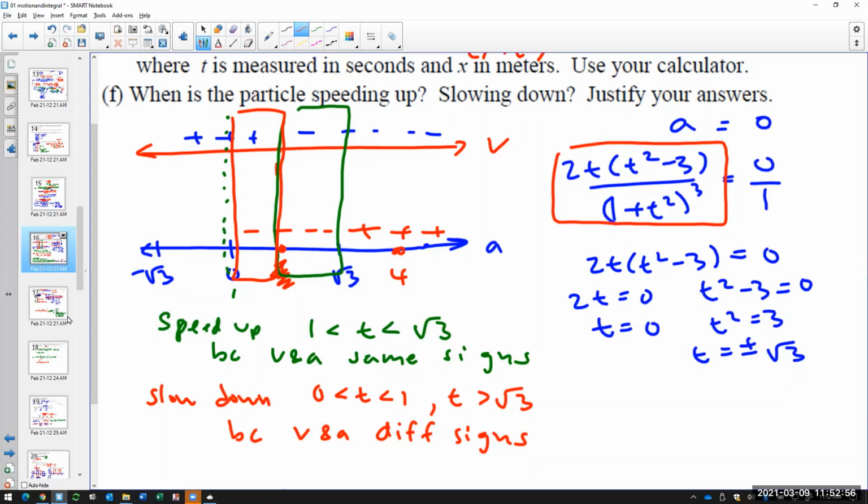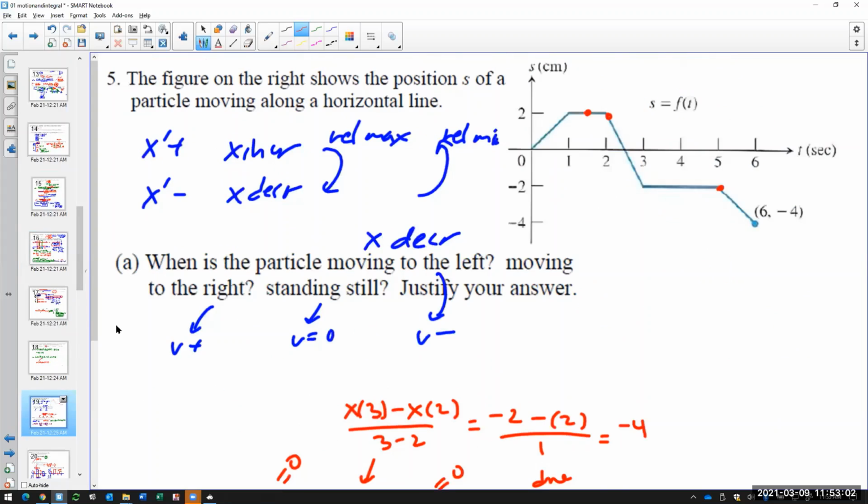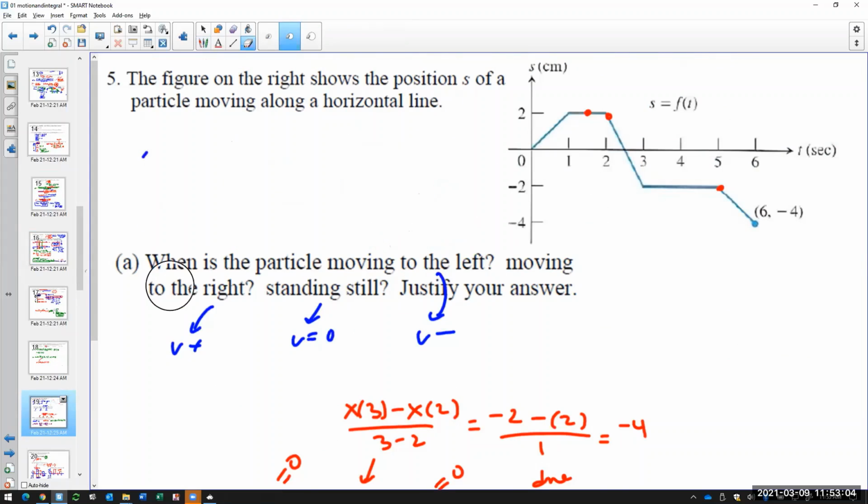All right, what other problem on your homework do you need help with? Yeah, that's a great problem to do. This is a problem you might see again. This is a great problem.